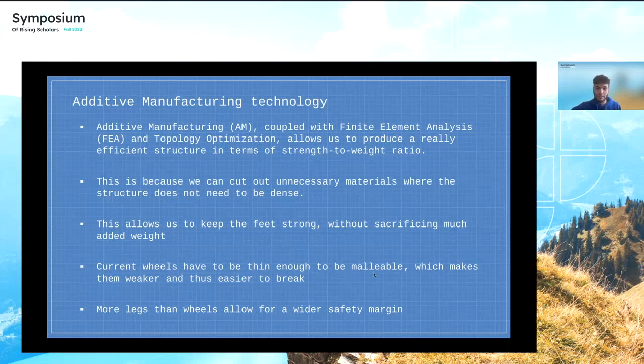And yeah, also one more thing that I forgot to mention. The legs also allow for a way wider margin of error, because in my design there are 12 legs, and this means that all of them could break except two pairs of legs, and it would still be completely functional, and that would increase the longevity of the rover.